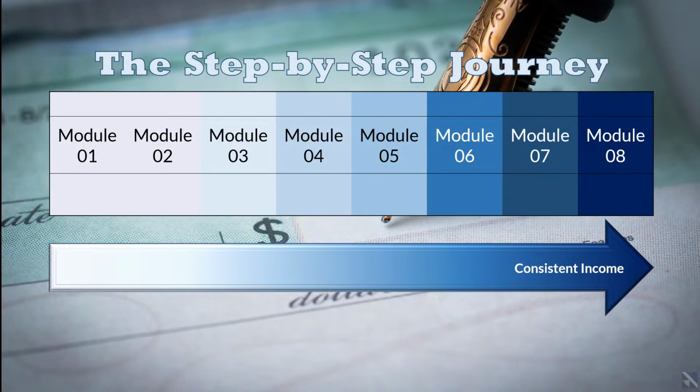Now, the course is 8 modules, and we made them so each module builds on the one prior. So as you go through the modules, you're getting closer and closer to that end goal, which is that system for consistent income. Now, the first 2 modules are what we call the Option Income Foundation.